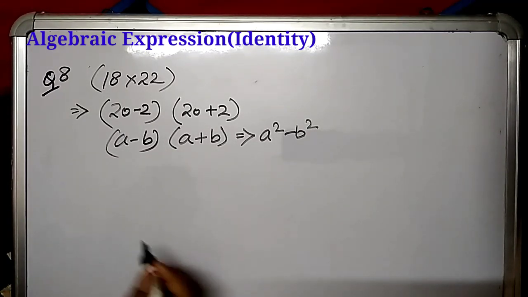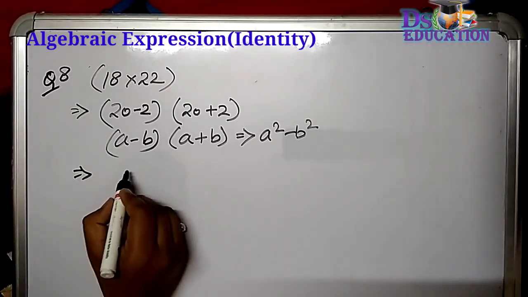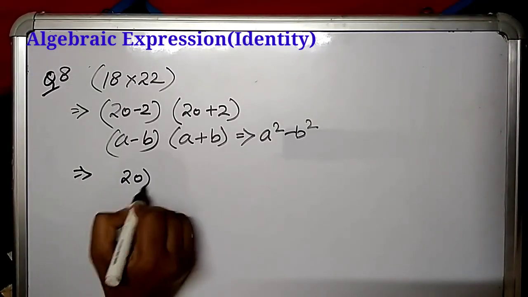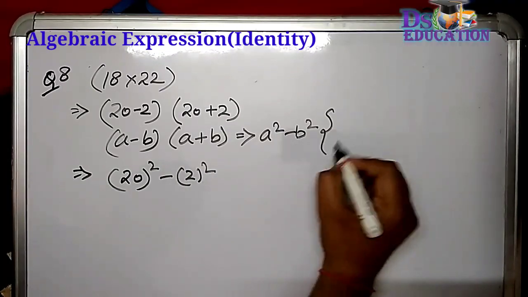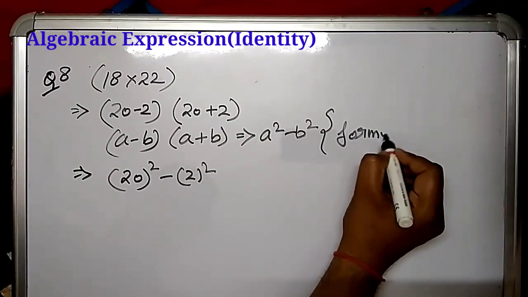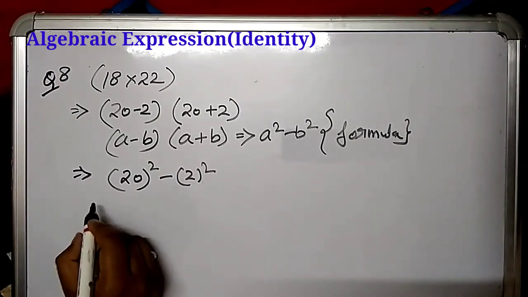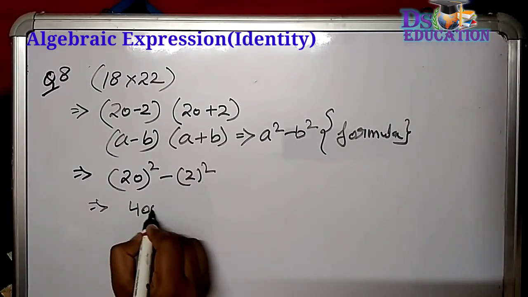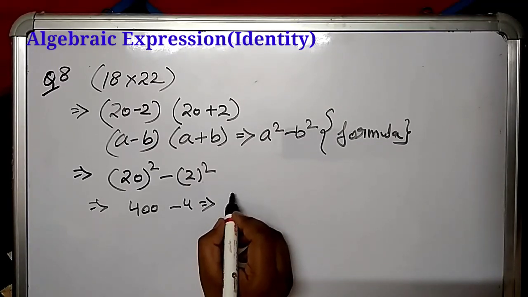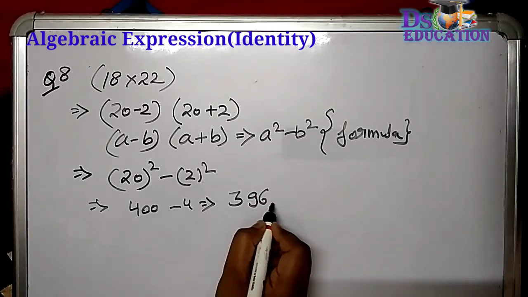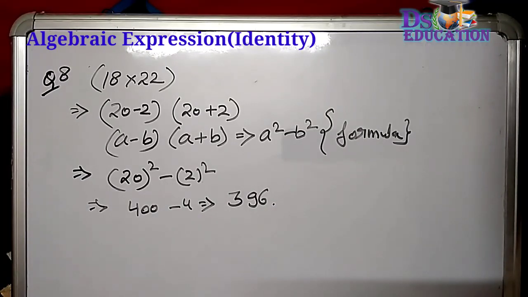a square minus b square. So what it will become? It will become 20 whole square minus 2 whole square. This is the formula. Okay, this is the formula. So it will become 400 minus 4. That will be equal to how much? You can write 396. Okay, this is the solution.